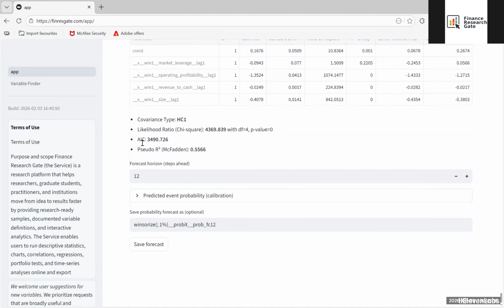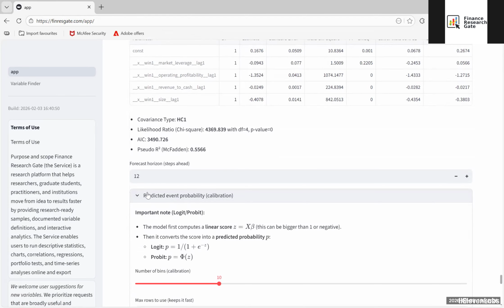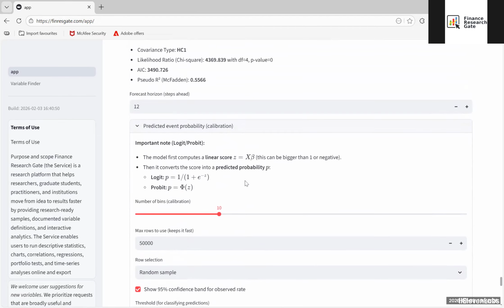Ideally, the AIC, or Akaike information criterion, would be at a much lower value. However, considering the specific parameters and context of our current analysis, this particular value for the AIC is actually quite normal and acceptable. Moving on, our next step is to delve into the detailed description of the Probit model.